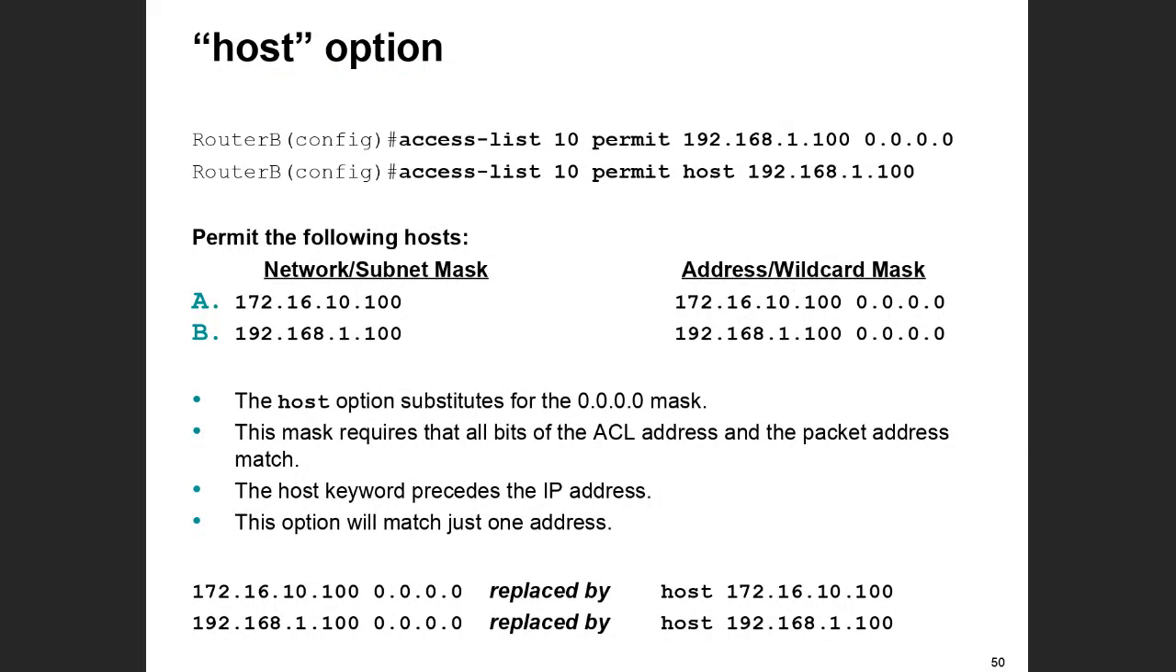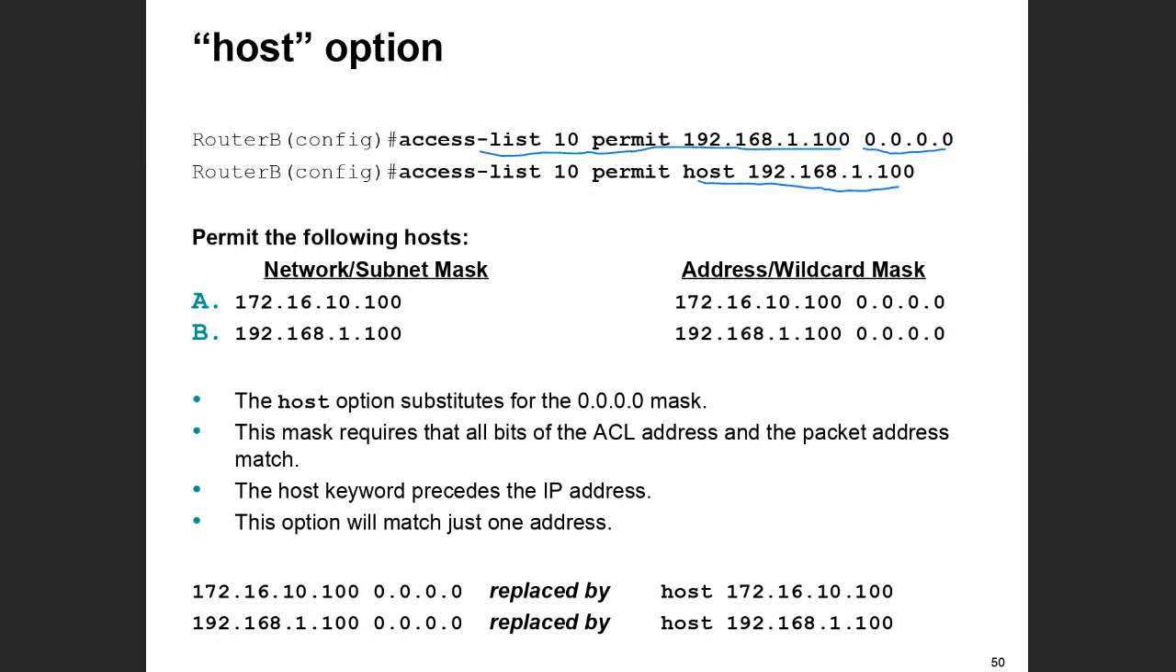Another shortcut method is the host option. Now, I could have typed access list 10, permit this particular address, 192.168.1.100, and the all zeros means it must match that one single host address exactly. As an alternative, I'm allowed to say host 192.168.1.100. It'll take that. So the host option substitutes for having to type out the 0.0.0.0 if you want to match just one exact address.